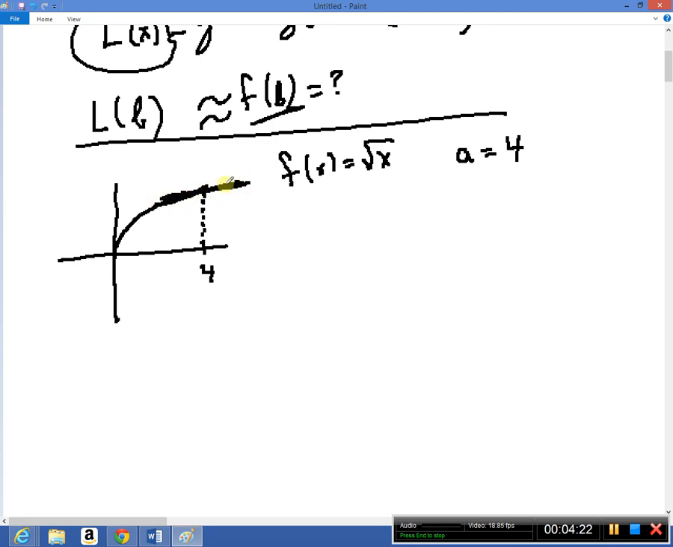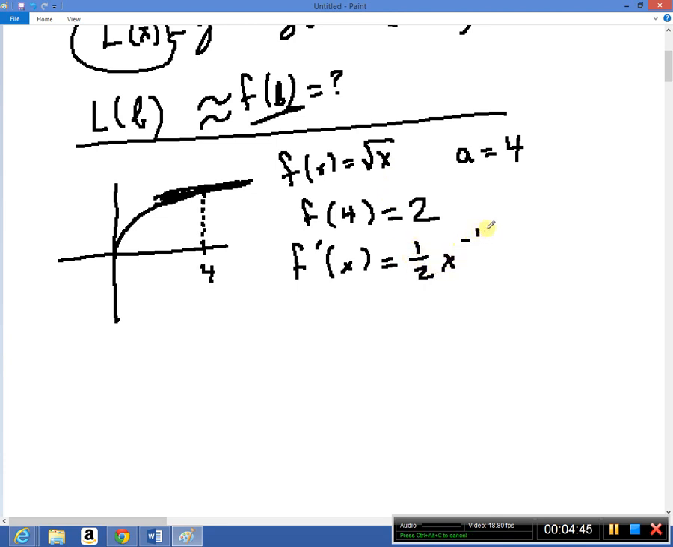So I want the equation of that tangent line, and I want to write it in this L of x form. So that's not too hard. f of 4, f of a, of course, is the square root of 4, which is 2. And so we need the derivative to get the slope of the tangent line. f prime of x is the derivative of the square root. We've been here many times. This is going to be 1 half x to the minus 1 half. And we don't care about that derivative everywhere. We really care about that derivative only at 4. So if we plug in 4, we get 1 half times 4 to the negative 1 half.